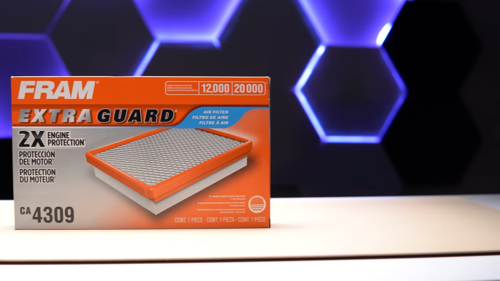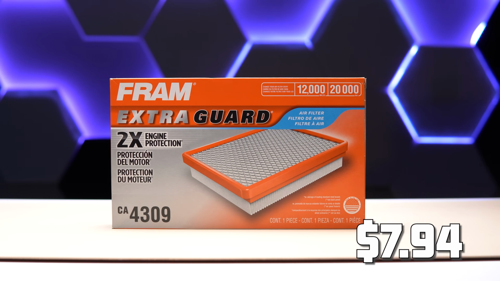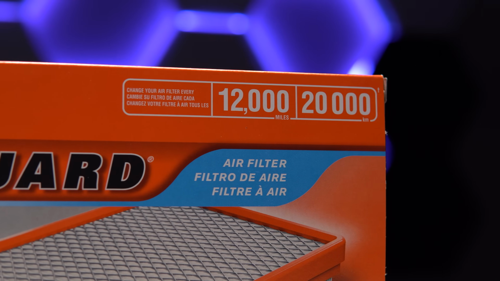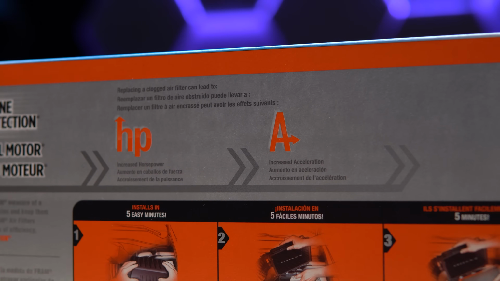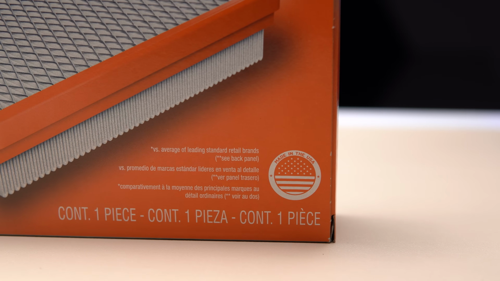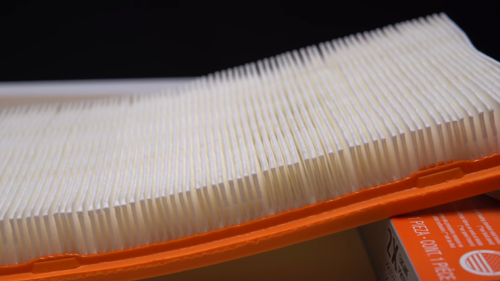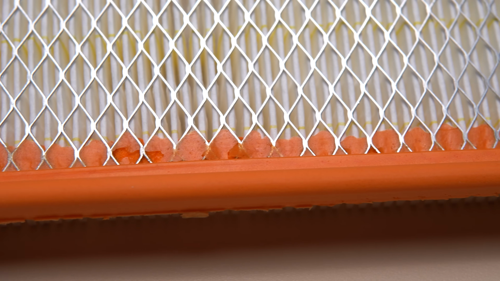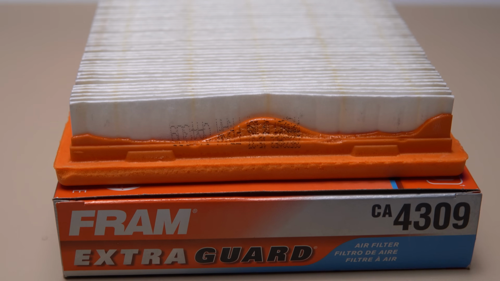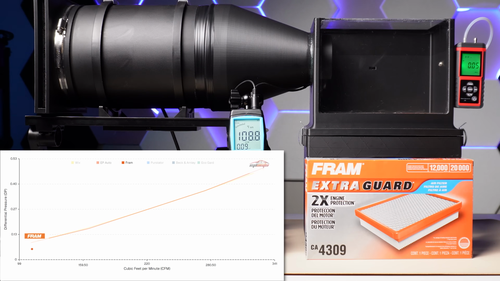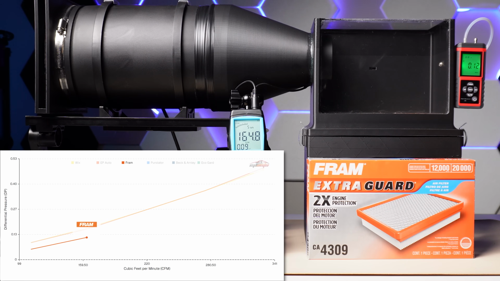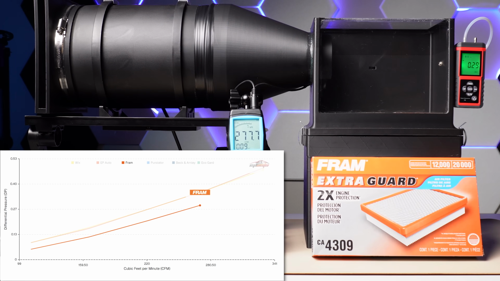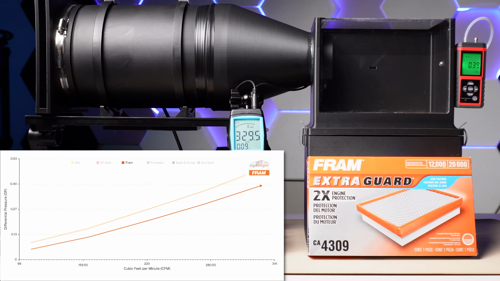Up next, we have the Fram Extra Guard with a price of $7.94. It claims to last 12,000 miles and increase horsepower. Made in the USA, it only has 73 pleats with a metal backing. Although the workmanship, let's say, is not the best. And the Fram leads the pack with an impressive 0.055 to 0.395 of differential pressure.